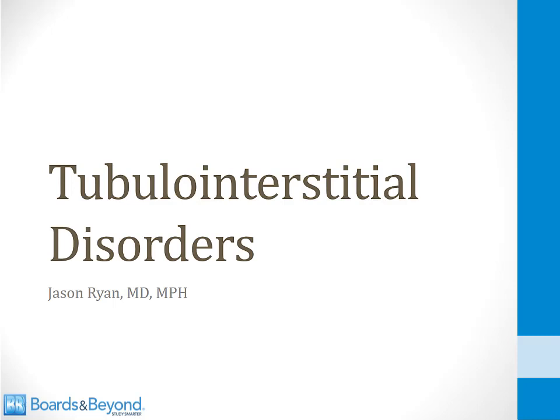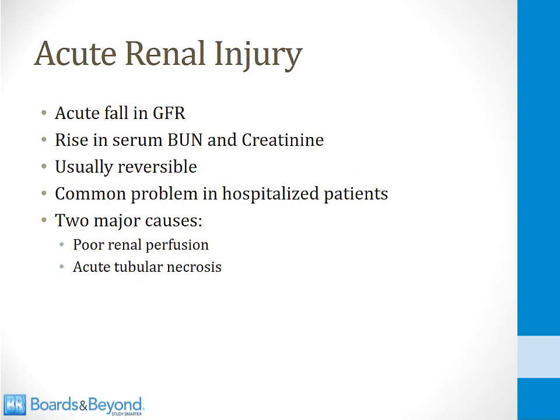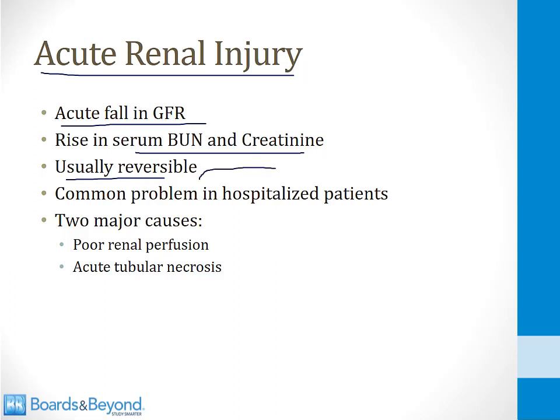Hi, everyone, and welcome to our module on tubulo-interstitial disorders. We'll begin by talking about acute renal injury. This is a term that refers to an acute fall in the glomerular filtration rate and a rise in the serum levels of BUN and creatinine. It's usually reversible, and it's a very, very common problem among hospitalized patients.